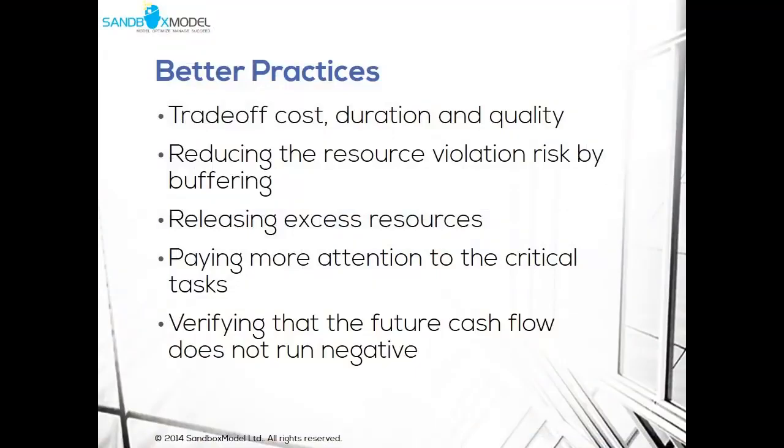Some better practices would include considering the trade-offs between cost, duration, and quality when creating a plan for the project. Reducing the resource violation risk by buffering or having more resources than actually necessary if the resource type has a low show-up probability. Releasing excess resources. Identifying the critical path and paying more attention to the critical tasks. And verifying that the future cash flow does not run negative.